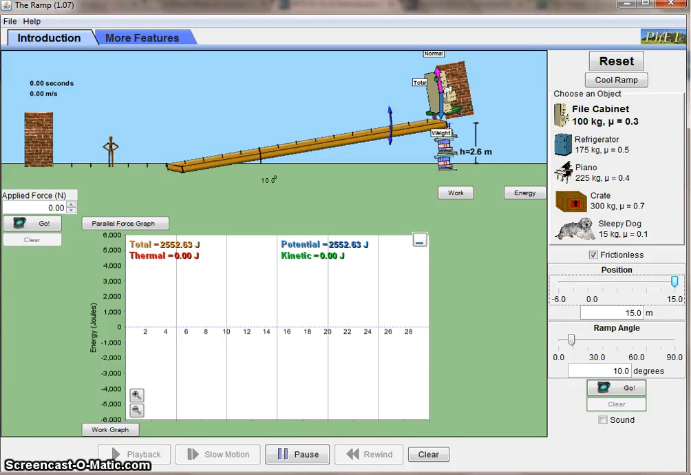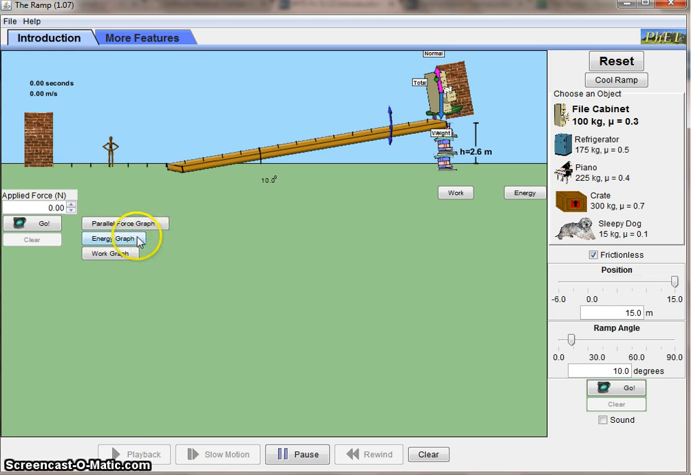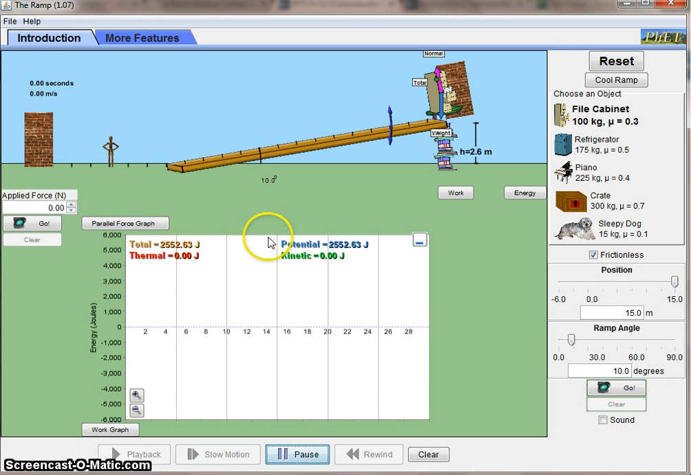I want to demonstrate how we can use this simulation to explore forces on a ramp. My students are going to select an energy graph, which gives you total energy, potential energy, kinetic energy, and thermal energy, which should be 0 on the ramp because I'm asking them to start off with it being frictionless. They're at the top of the ramp at a 10-degree angle.